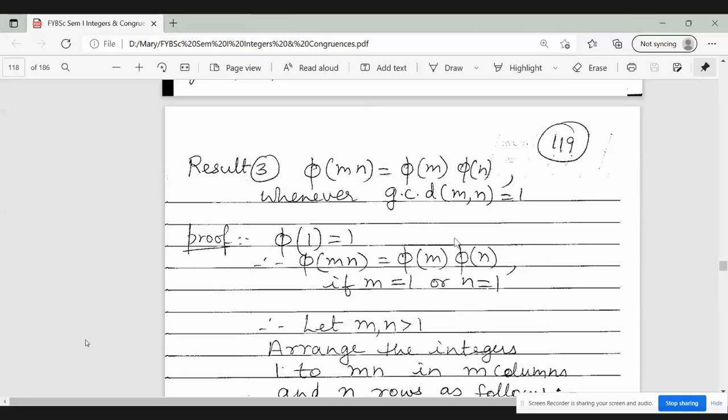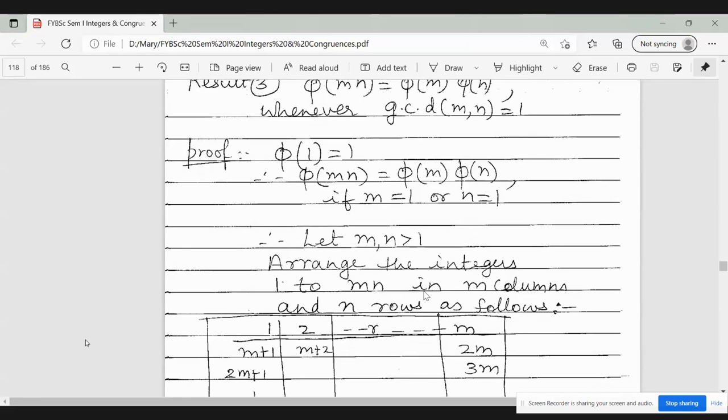Okay then. So here we are going to prove this. Phi of 1 is 1, we know, and if m or n is 1, the result holds trivially. Now let m and n be greater than 1. We are not taking m or n equal to 1, so they are greater than 1.